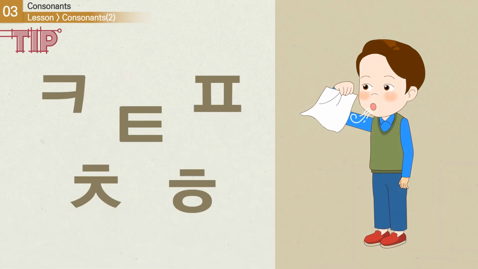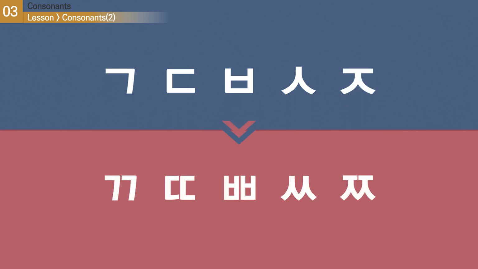Each of these consonants requires you to push more air out of your mouth. You can practice pronouncing them by putting a piece of a paper towel in front of your lips. This way, you can see how much more air gets pushed out when pronouncing them. 기역, 디귿, 비읍, 시옷, and 지읒 can also be doubled to make new consonants.